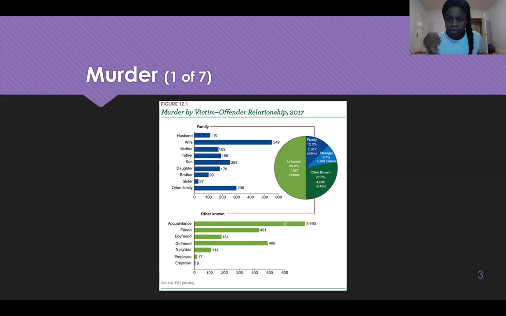We can see about 10% of murders happened by strangers in 2017. We can see about 50% happened by unknown perpetrators in 2017, and we see about 28% happened by other known perpetrators in 2017. Good, you see that? Okay, and I'm reading specifically from the pie chart on the side.